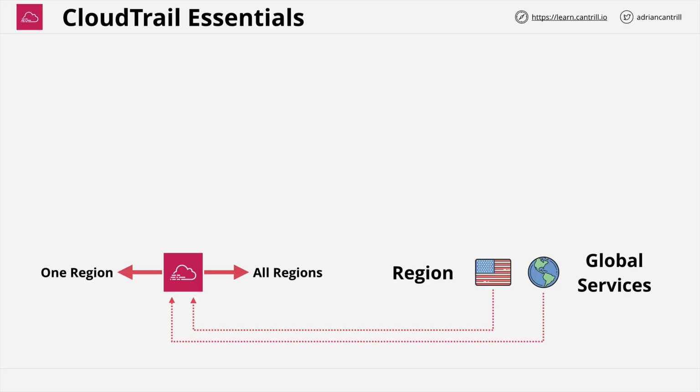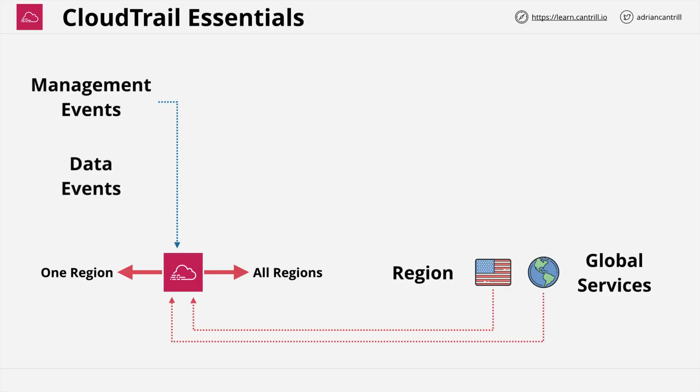And when you create a trail, it's one of two types. One region, so it is always isolated to that one region, and you would need to create one region trails in every region if you wanted to do it manually. Alternatively, you could create an all regions trail, and that encompasses all of the regions in AWS, and it's automatically updated as AWS add new regions. Now, once you've got a trail created, management events and data events are all captured by the trail. And this is based on whether it's isolated to a region or set to all regions.